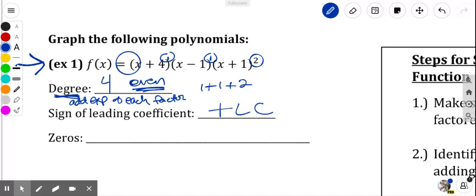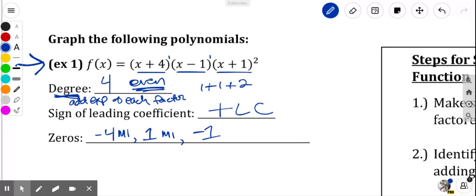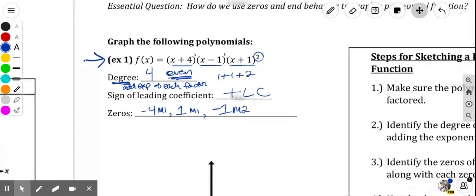Okay, now for the zeros. In this last part of this section, we have been identifying the zeros and then writing the factors. Now, don't forget that factors and zeros have opposite signs. So if I have a factor of x plus 4, that's a negative 4 for my zero. We may as well also list the multiplicity because you're going to need that too. So this has an exponent of 1, so that's multiplicity 1. This one is going to be a zero of positive 1, also multiplicity 1. This one is going to be a zero of negative 1, but this one is multiplicity 2. Okay, so those are our zeros with multiplicity.